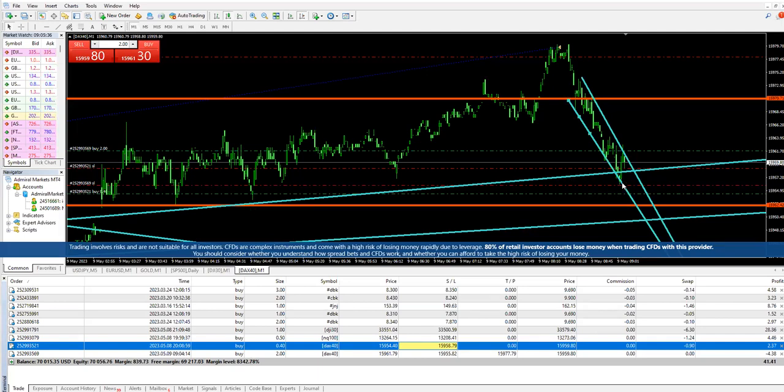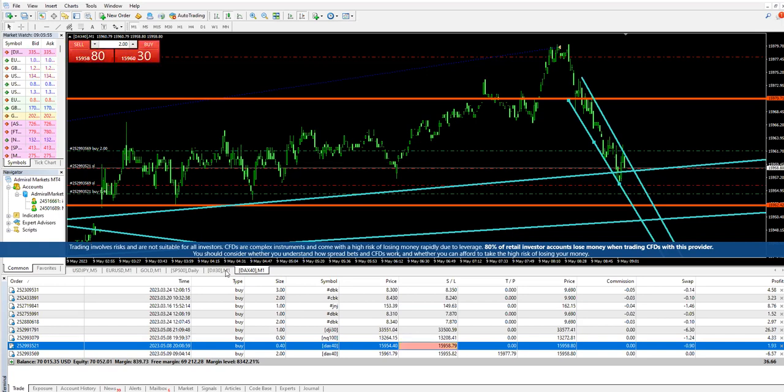I will set this trend line to parallel, something like this. It's not perfect, but it's okay. So now we are waiting for the continuation of the uptrend. If not, we will lose some money, but it's only a demo account, so it doesn't matter.